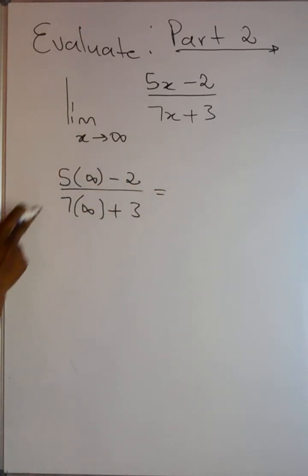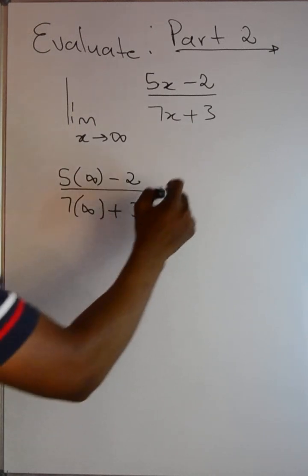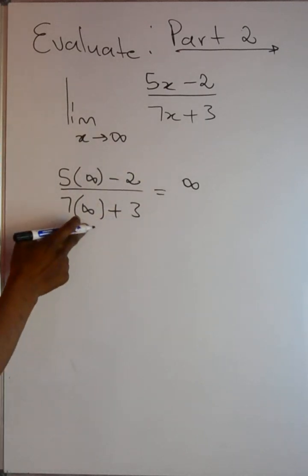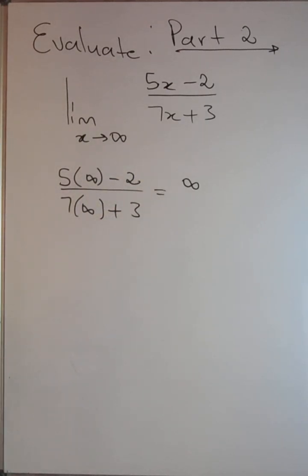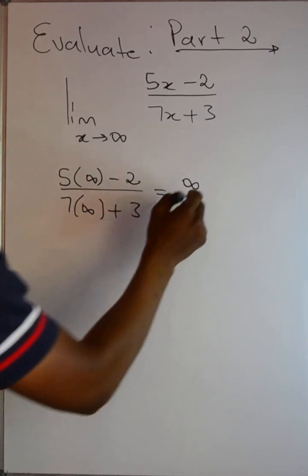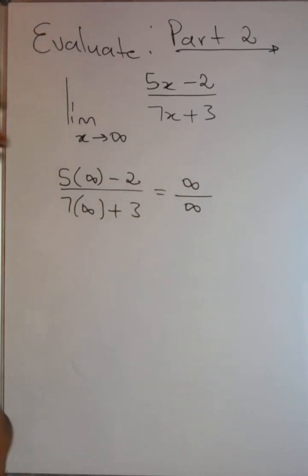This statement means that this infinity will increase 5 times. And even if we subtract 2 from the infinity, it will just decrease by 2, but the infinity is too big, it will just be infinity. And even here, the infinity will enlarge by 7, and if we add 3, we just increase the infinity, so it will just be infinity. So it's infinity over infinity. So we can see that this is the indeterminate type infinity over infinity.